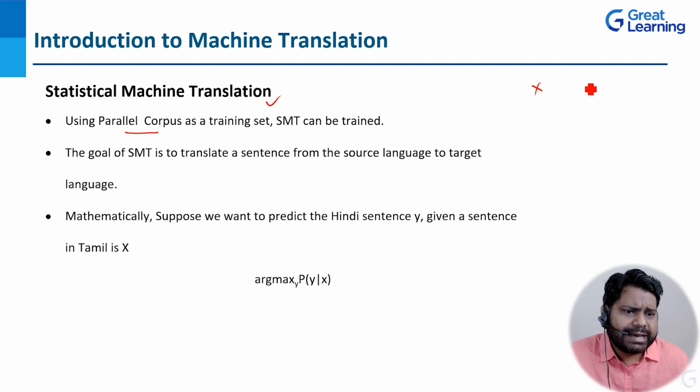So what does it mean? Let's say there is a language X and there is a language Y, and we want to translate from X to Y. Let's say X has A, B, AB, AC, C, D.